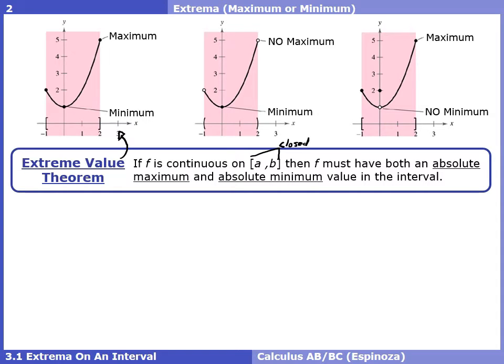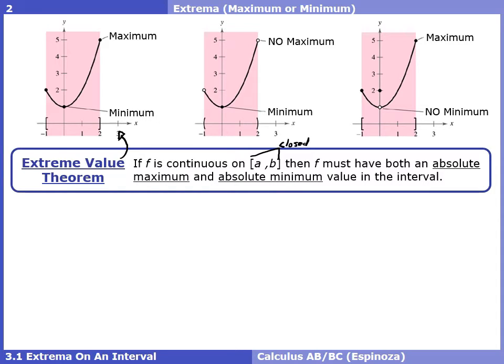The next two examples kind of show the opposite of the extreme value theorem, or the extreme value theorem doesn't apply. In the second example, we don't have a closed interval. We have parentheses, or open holes, at the endpoints. For the last example, we do have a closed interval. -1 and 2 have filled in circles, but it's not a continuous function since there's a hole in the inside of that pink region.